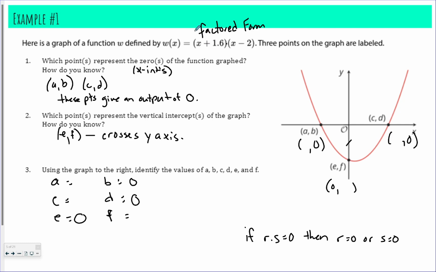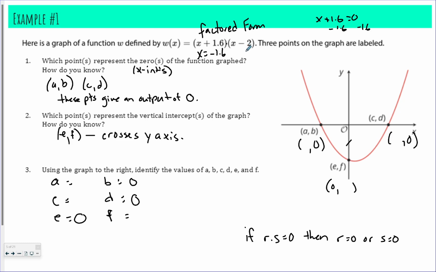So how can that happen? Well, what number can I plug in for x that makes this equal to 0? Well, what plus 1.6 equals 0? So if I could do that, what I could do is, on the aside, I could solve an equation. X plus 1.6 equals 0. Well, I would subtract 1.6 from both sides. Well, that just means it's negative 1.6.